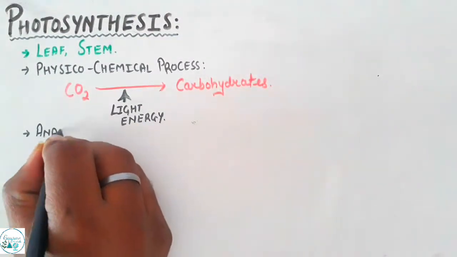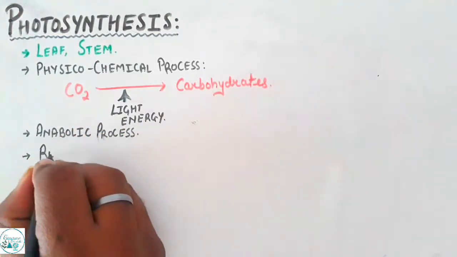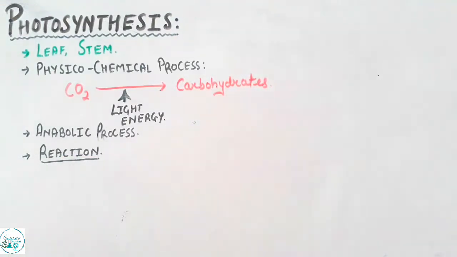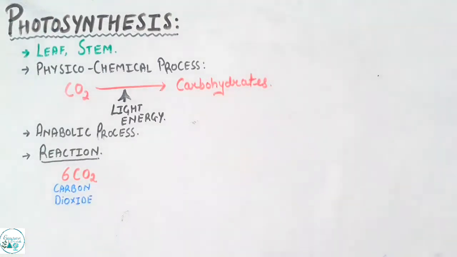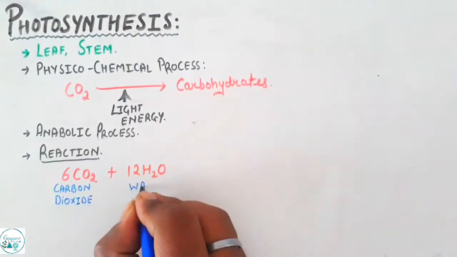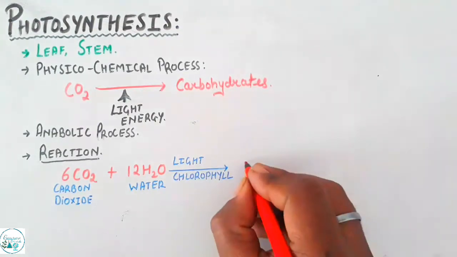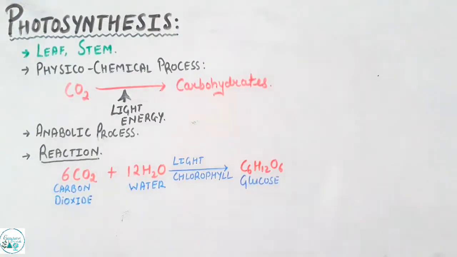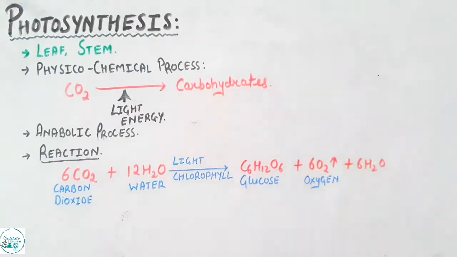Photosynthesis is basically the process which is referred to as anabolic, or you can call it a constructive process, because the simpler products are converted into complex form. The reaction of photosynthesis can be summed up as 6 molecules of carbon dioxide combining with 12 molecules of water, for which the presence of light and chlorophyll is very evident. We find the product formed as glucose along with 6 molecules of oxygen and 6 molecules of water. See, the reactants are simpler, whereas the product is complex. Hence, it is called an anabolic process.